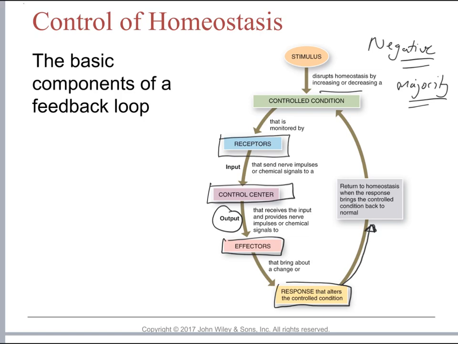So again, think of that seesaw. We are pushing down on that seesaw, making it imbalanced here. We are detecting that imbalance. We are saying, hey, let's add some weight to bring that balance back to normal. Our output applies the weight, we get it back to balance, and we return to homeostasis.